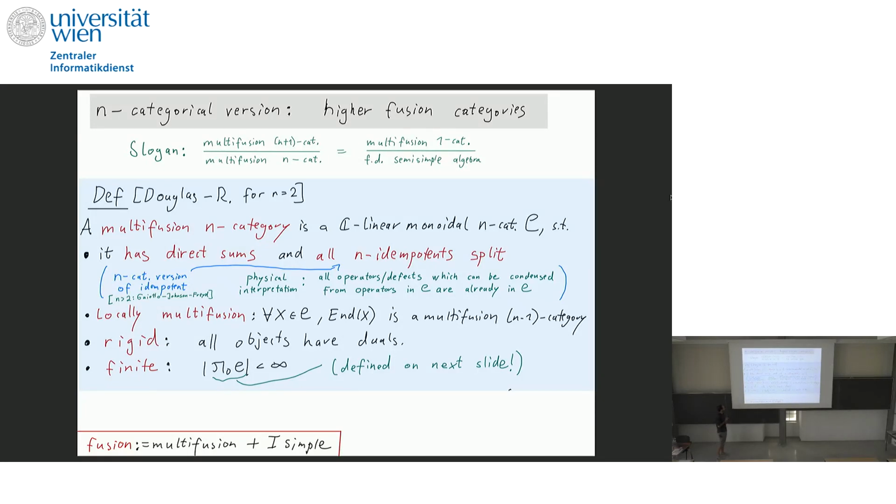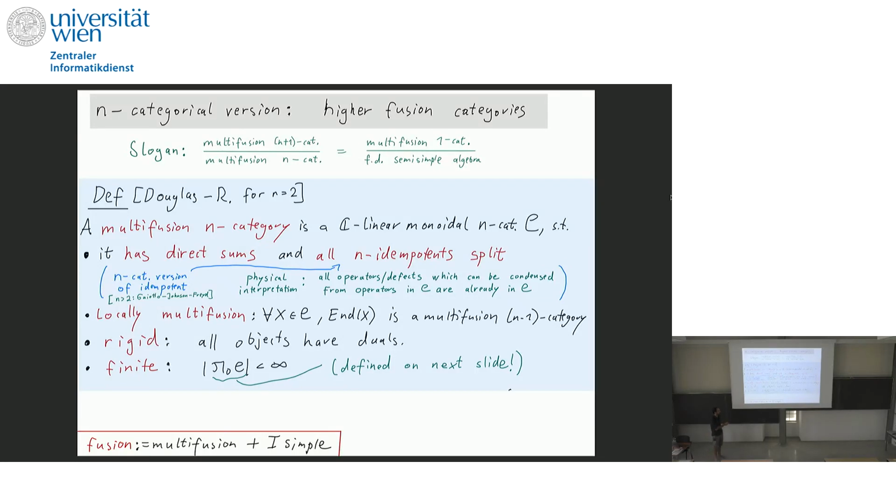Okay. Here's the definition. I don't want to spend too much time on the definition. If you're familiar with some of this language, it gives you some idea of what I'm working with, but otherwise we can also just work with the string diagram graphical calculus. So the definition is that a multi-fusion n category is a C-linear monoidal n category, so now I can draw diagrams in n+1 dimensional space rather than in 2 dimensions, such that it has direct sums, so there's a notion of direct sum, that's pretty easy to define, and all n idempotents split.